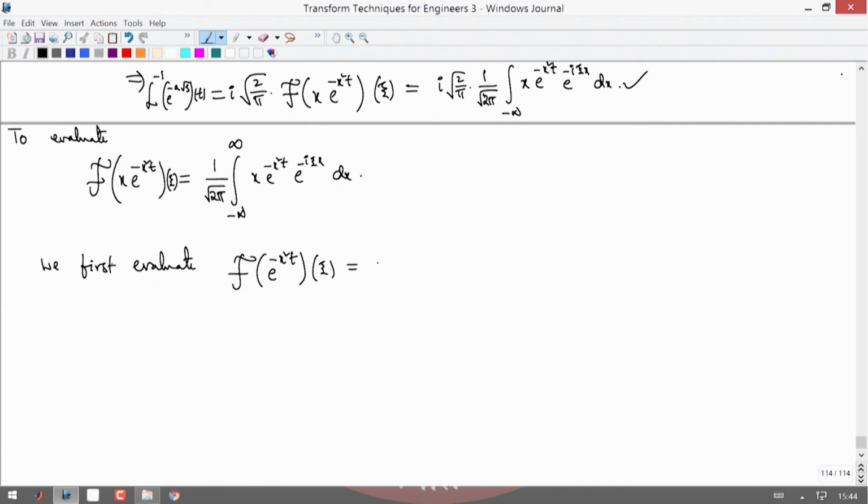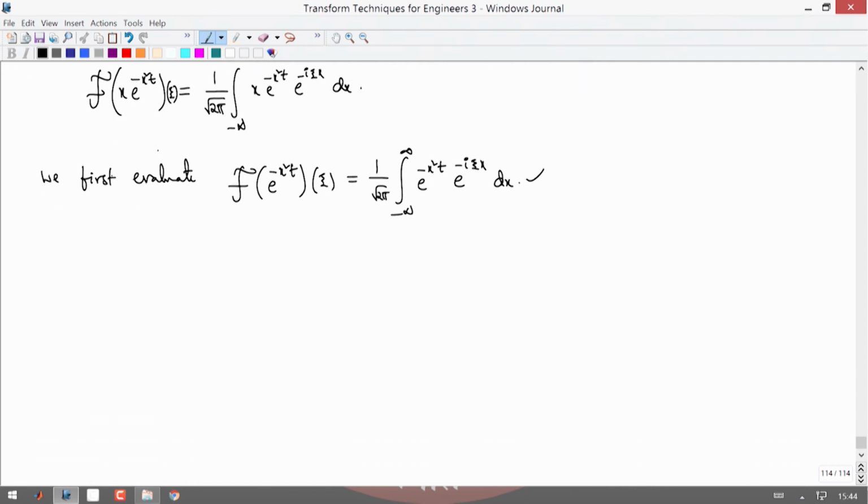This is 1 by root 2 pi times integral minus infinity to infinity e power minus x square t times e power minus I xi x dx. This quantity we first evaluate, and we make use of this to evaluate this, that we will finally put here and get your Laplace inversion. That is the idea. So, let us look at this one first.